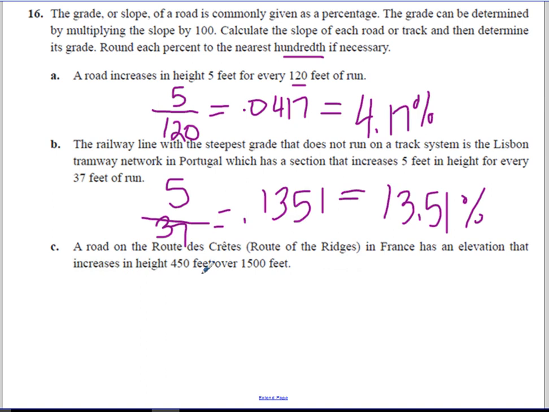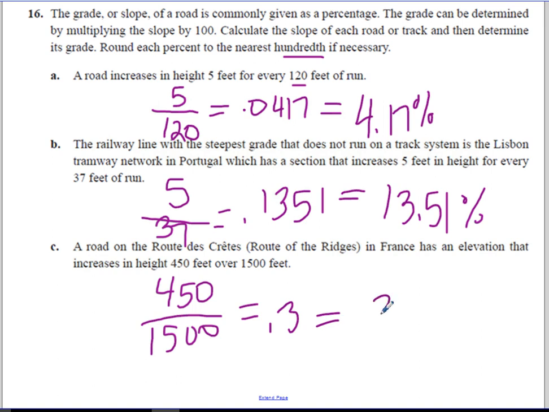A road on the route of Ridges, I'm not even going to try and pronounce that in French because I can't speak French and my accent would just crush it. But in France it has an elevation that increases in height of 450 feet over a run of 1,500 feet. So if we divide 450 by 1,500, we get 0.3. So we have a 30% grade.